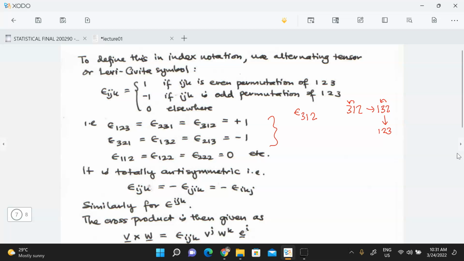Now you flip a reflection, really. This is like a reflection of 1, 2, 3. This is the unnatural order, the reverse order, 3, 2, 1. Do again the cyclic permutation, and you get the value of minus 1. Now, what else can you get? Well, you can get objects like this with two indices the same, or all indices the same. Then that one will have to be equal to 0.